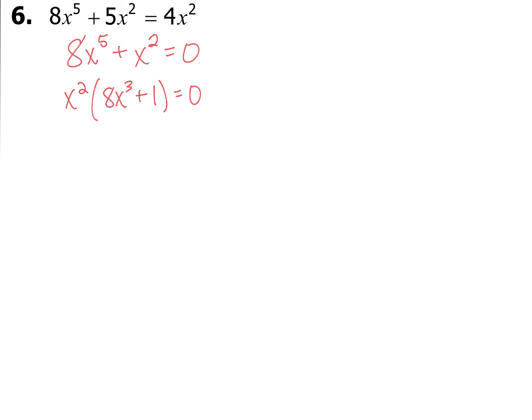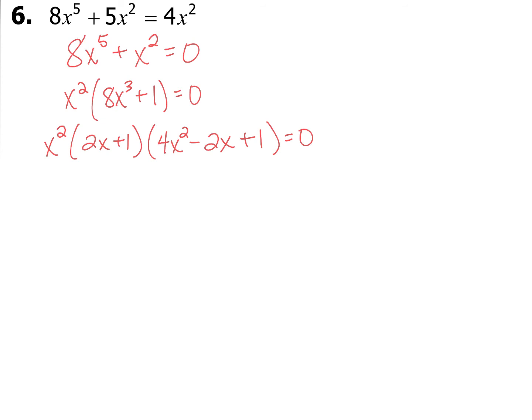8x cubed plus 1 also follows the sum of cubes. 2x would be the cube root of 8x cubed. Therefore, x squared times 2x plus 1, times 4x squared minus AB, which is 2x and 1, so this would just be 2x in the middle, plus 1 squared, and that is all equal to 0.